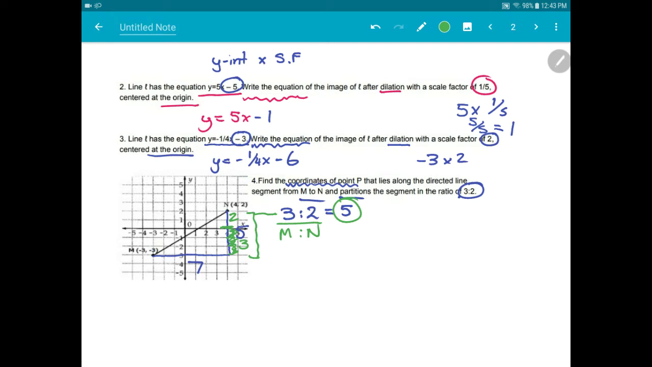Okay, so I've broken up that 5 in a ratio of 3 to 2, and all I do, where I drew my little barrier there, I just draw it along until I get to the segment, and there's my point there at 1, 0. That's the coordinates of my point.